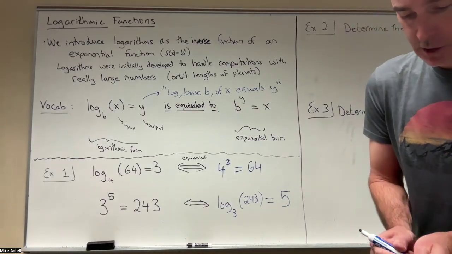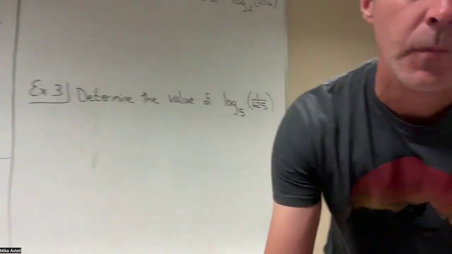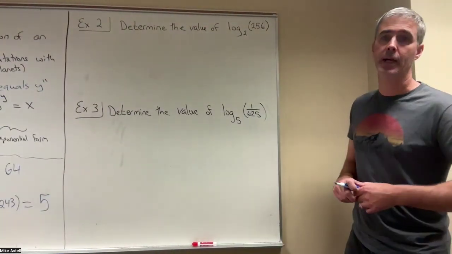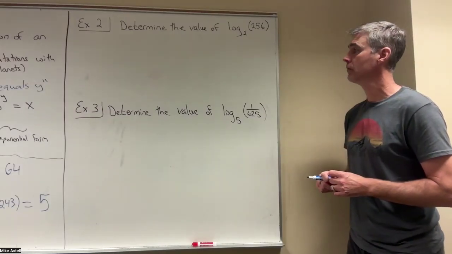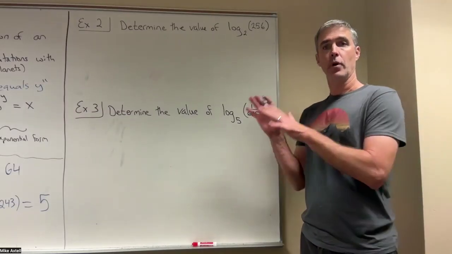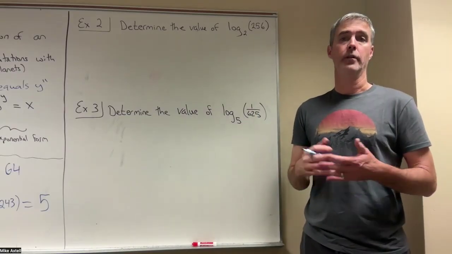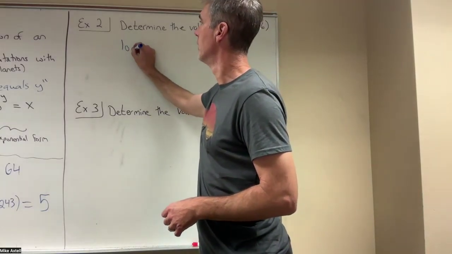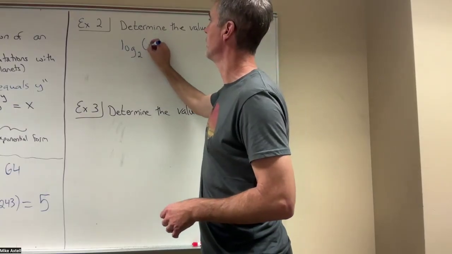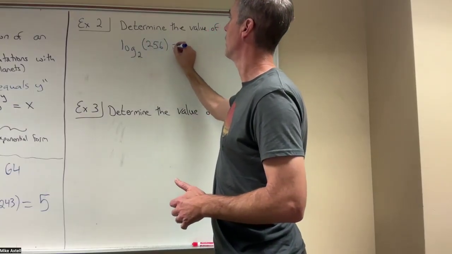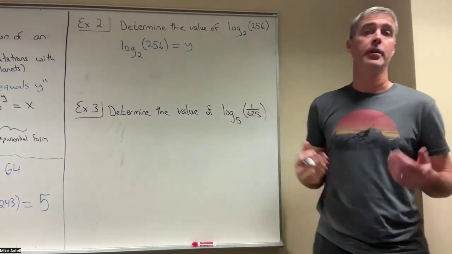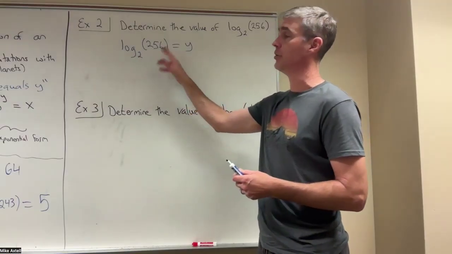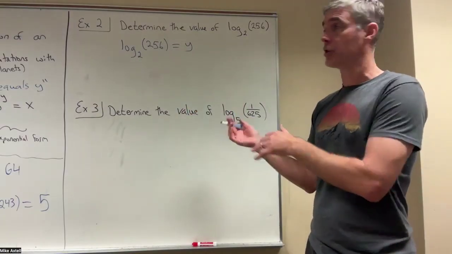All right, let's do some more examples. Why don't you copy these two examples down and then I'll crank through them. In both cases, I'm trying to evaluate the value of a logarithmic function, okay? So let's start with this one. The log base 2 of 256. I don't know what it equals, so let me just call it y. It's my output of this function, and I'd like to know it, right? The input was 256. The function was the log base 2 of x. I'm going to flip this into its exponential form.